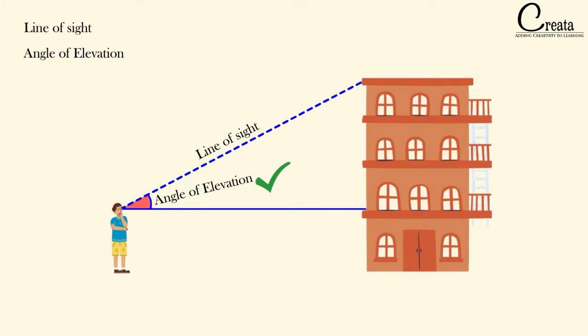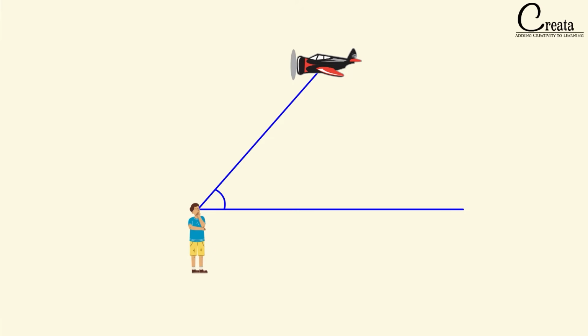So you got the term line of sight and the angle of elevation. To further understand this angle of elevation, let's take 2 to 3 different cases in the same scenario. For example, the person is seeing a plane flying in the sky. So this is the line of sight and this is the angle of elevation. For example, this angle is 60 degree. So our angle of elevation in case of the plane is 60 degree.